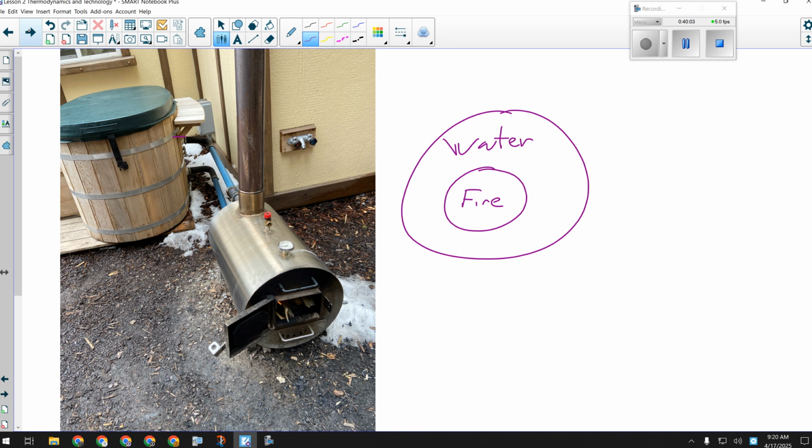It was great. But there's no electricity, there's no pump, nothing. It just relies on the second law of thermodynamics to move the water and eventually heat the water in the tub. That's all the water that's there. There's no water coming in from anywhere else. All it does is circulate the water in the tub through the heater. It's a perfect example of it.